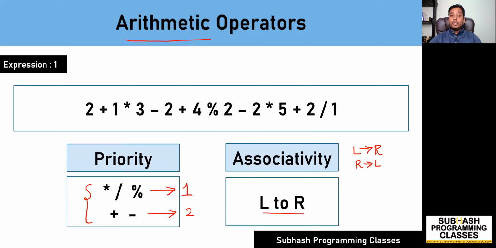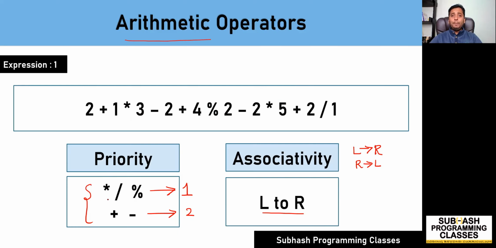And once you evaluate this, you will have to next go and evaluate 4 modulo 2, because modulo is the next operator that comes first from left to right once we evaluate the star operator. And once you complete 4 modulo 2, you will then evaluate 2 multiplied by 5, followed by 2 divided by 1. Once you complete evaluating all your high priority operators, you will then evaluate the second priority operators, again in left to right order. Whichever operator comes first from left to right, you start evaluating those operators.